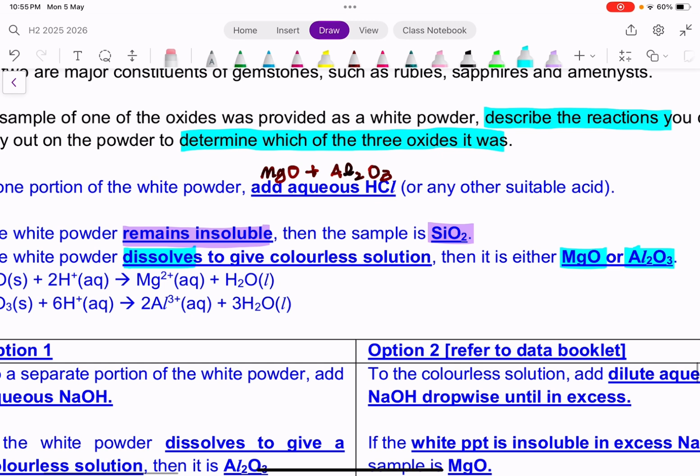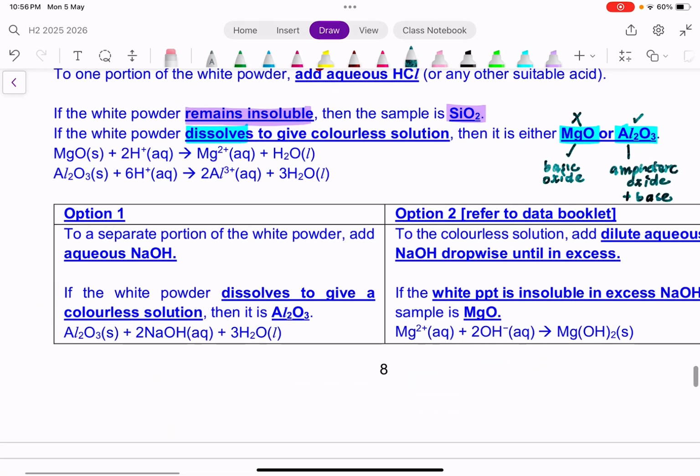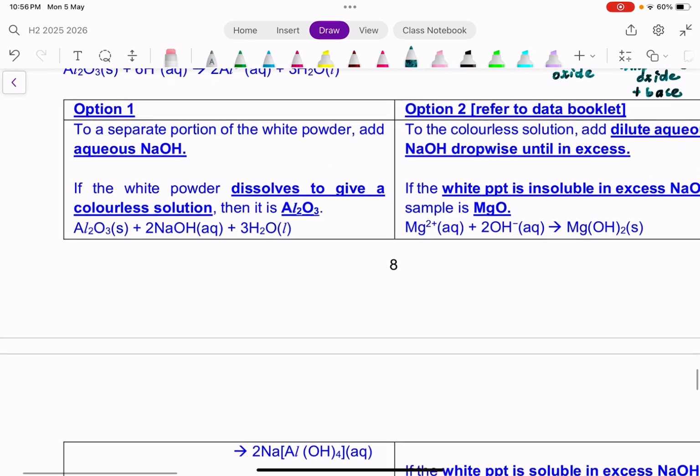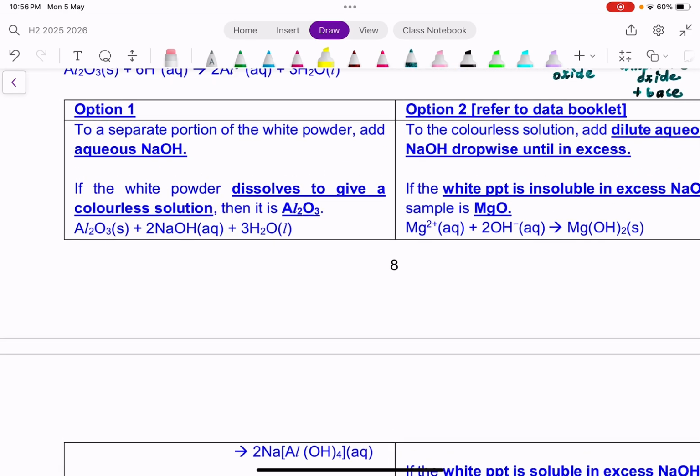So do recall that MgO is a basic oxide, whereas Al2O3 is an amphoteric oxide. So therefore, if we were to react it with a base, we know that Al2O3 will dissolve, whereas MgO will not dissolve. So in this case, if we look at option 1, if the white powder dissolves, we know that the solution is Al2O3, and from there we can write out the balanced equation when this reaction happens.